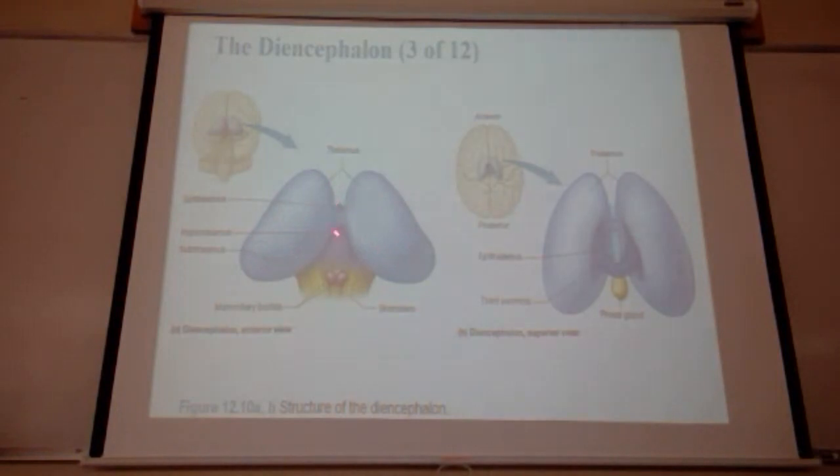And so there is the thalamus here. There's the epithalamus. There's the hypothalamus. The subthalamus is down here. There's the mammillary bodies of the brain. There's the brain stem. And this, looking down on top of the brain, is where you would see it.